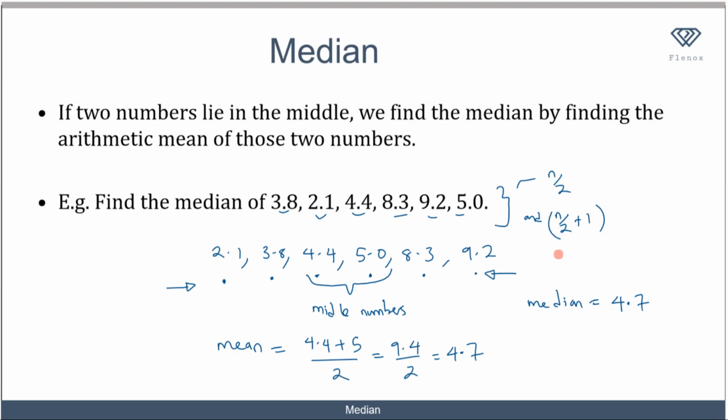So let's try to apply that here. Here we had 6 numbers, so n over 2 will be what? 6 over 2, which is equal to 3. n over 2 plus 1 will be what? 6 over 2 plus 1, which is 3 plus 1, which is 4. So I know that in this case, my third and my fourth numbers represent the middle numbers. 1, 2, 3. My third and my fourth numbers here are my middle numbers. So I'll find the mean to calculate the median.